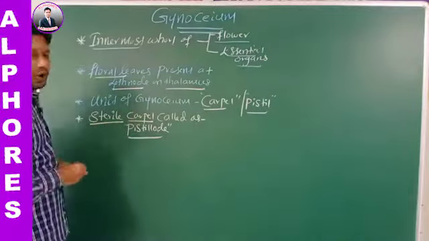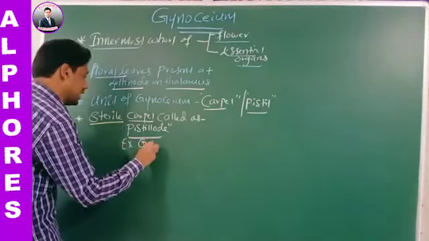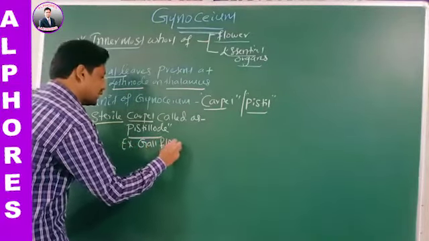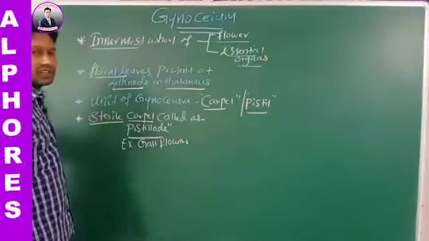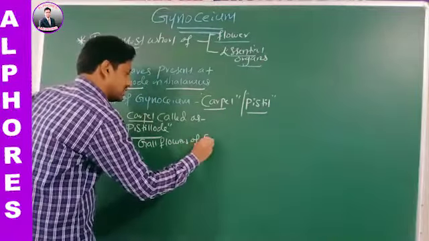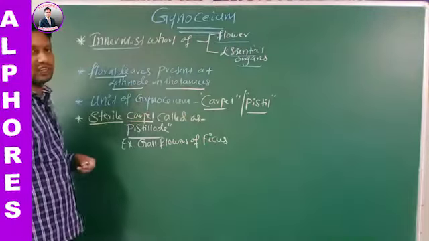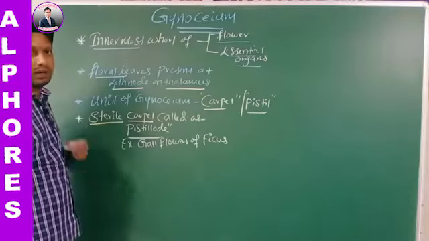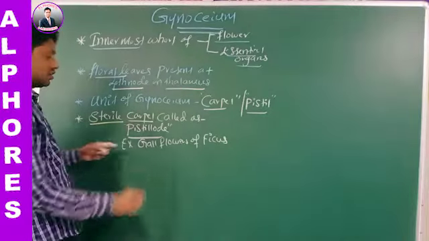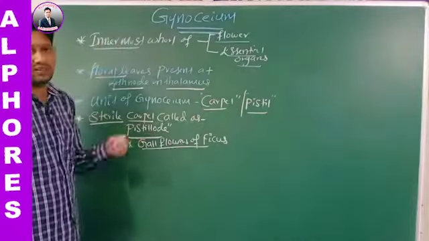Sir, the best example for pistillode, we already read, is gall flowers. Sir, gall flowers are seen in which inflorescence? Hypanthodium inflorescence. Hypanthodium inflorescence example is ficus, the banyan tree. Therefore, pistillode example is gall flowers of ficus.